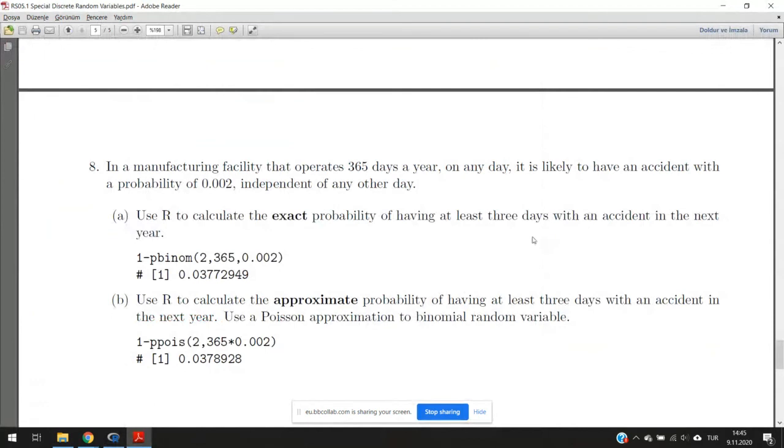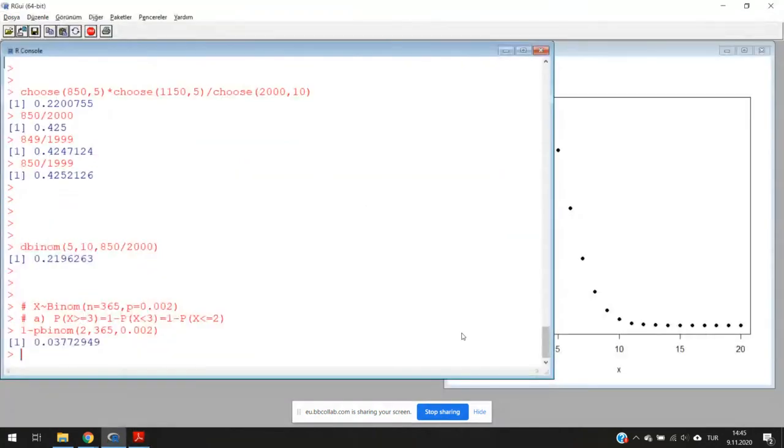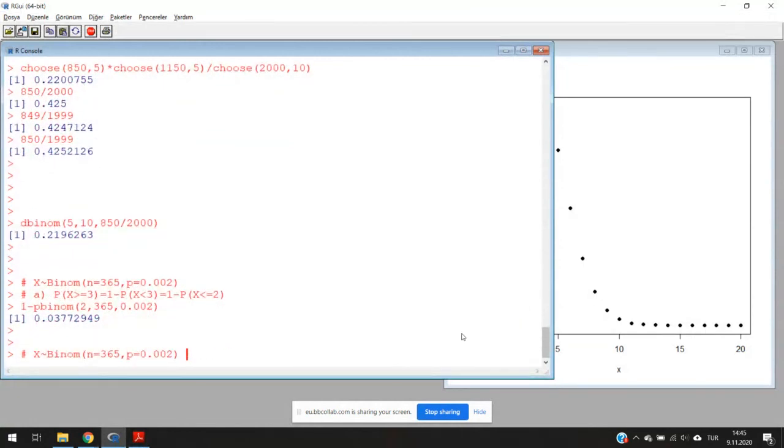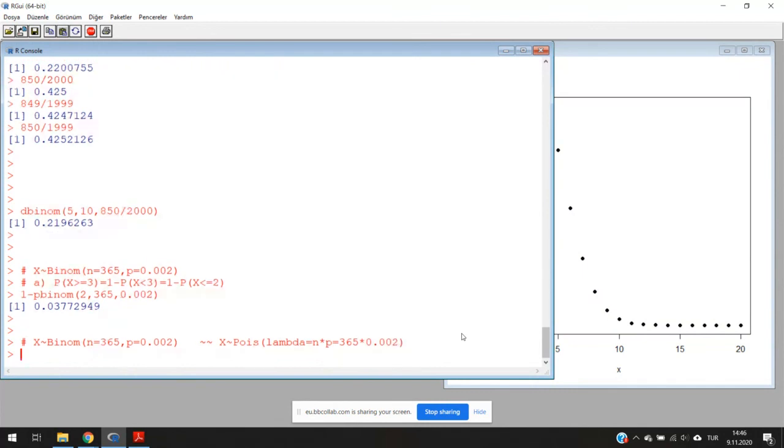Now, in the second part, it says, calculate the same probability of having at least 3 days with an accident in the next year, but this time use a Poisson approximation to the binomial random variable. Now remember, a binomial random variable with a large size parameter and small success probability can be approximated with another random variable, which is Poisson distributed. It will have the rate parameter lambda equal to n times p. This time it will be 365 times 0.002. And then we are just going to answer the same question as in A, but this time using the approximation.